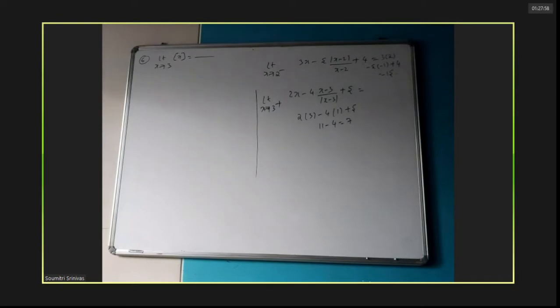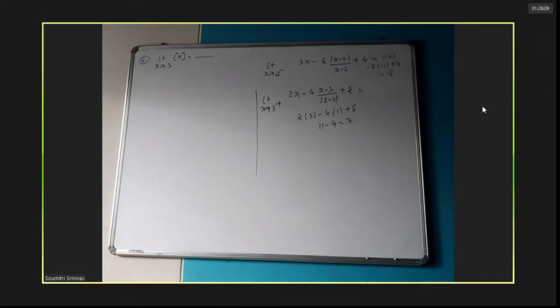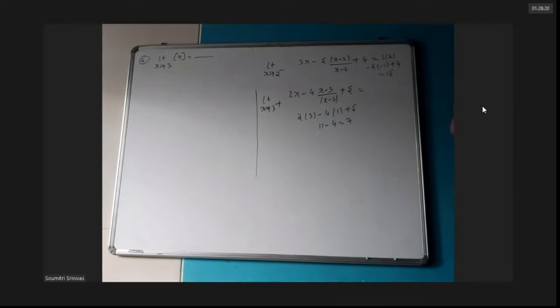Answer, anybody? Does not exist, sir. Why does it not exist? What is the left hand limit, right hand limit? 2 and 3. How many got this answer? Who else agrees with this? 2 and 3, sir. Does not exist.